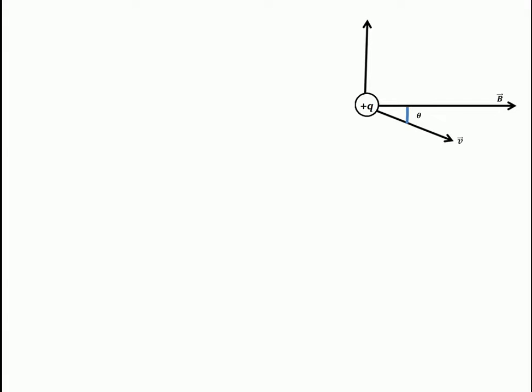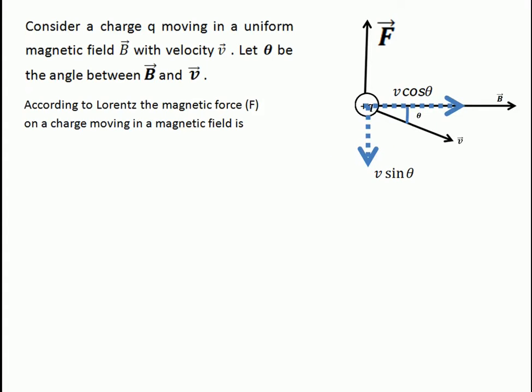Now let's derive the Lorentz force. I am considering a magnetic field going towards my right, and a charge plus q is moving with velocity v, making an angle theta with the magnetic field. This velocity v can be resolved into two components, that is v cos theta, towards the magnetic field, and v sin theta, normal to the magnetic field.